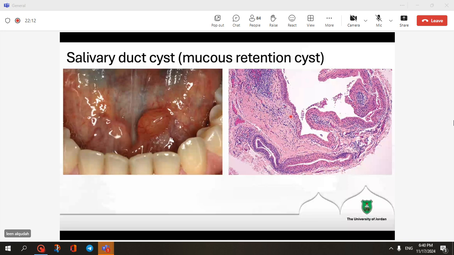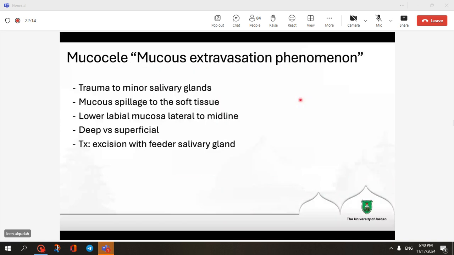Okay. Now, mucocele. A lot of you in the diagnosis clinic do not know how to differentiate between those two. Mucocele is basically not a cyst. It does not have a cystic lining under the microscope. And mucoceles are not developmental. They're basically just due to trauma. The patient is biting their lower labial mucosa most of the time when they're anxious, when they're stressed. And the most common location for it will be the lower labial mucosa.